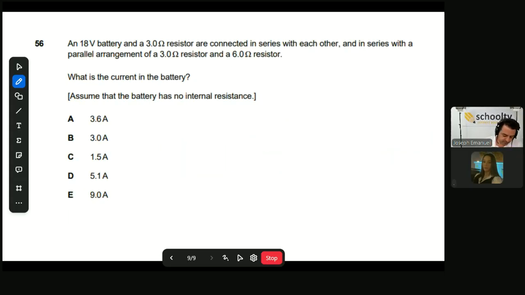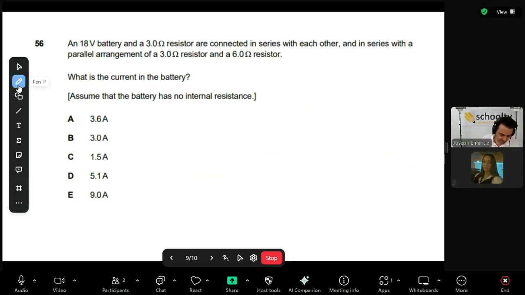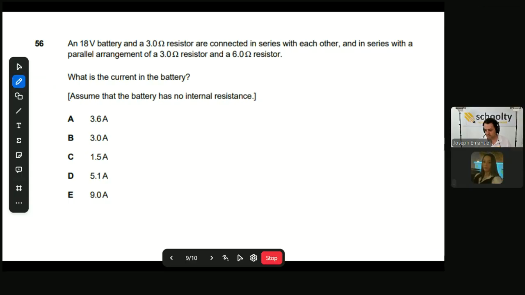Question 56. Yes, please. An 18-volt battery and a 3-ohm resistor are connected in series with each other and in series with a parallel arrangement of a 3-ohm resistor and a 6-ohm resistor. What is the current in the battery? Assume that the battery has no internal resistance.